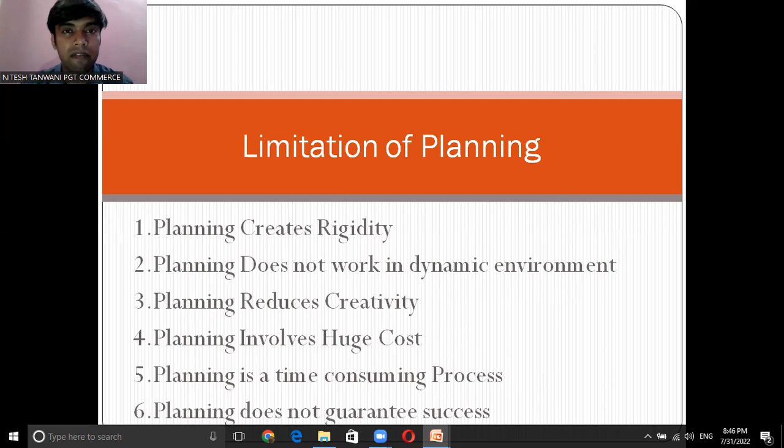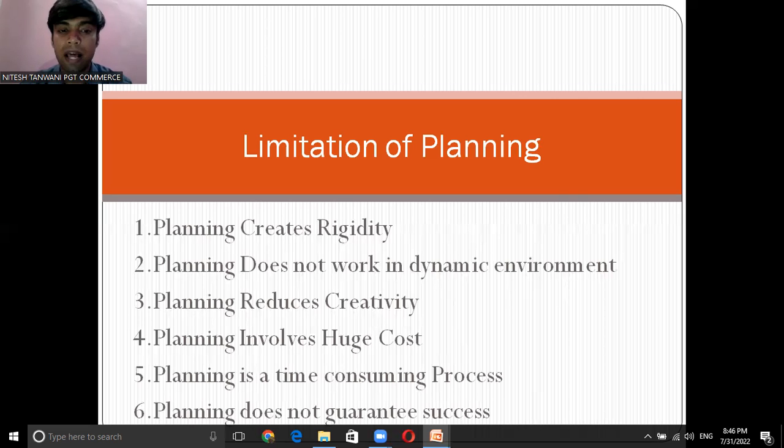Planning reduces creativity, because plans are prepared earlier, beforehand. So employees and workers just simply follow them. They don't apply their brains, because they are told to do the work as per the plans given. They just blindly follow the plans. They do not apply their creativity. So we can say planning reduces creativity.